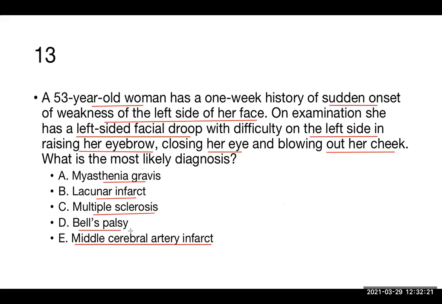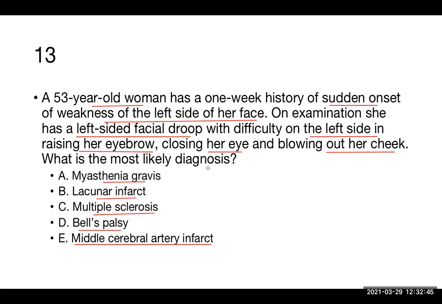What is Bell's palsy? It's idiopathic lower motor neuron facial palsy. Yes, it is idiopathic lower motor neuron involvement of the facial nerve. Excellent. If you say that, the whole answer is there for you.